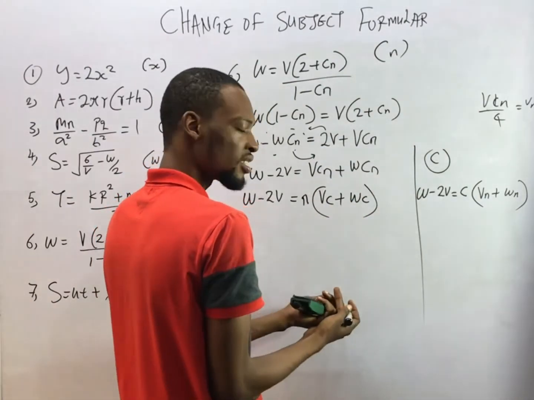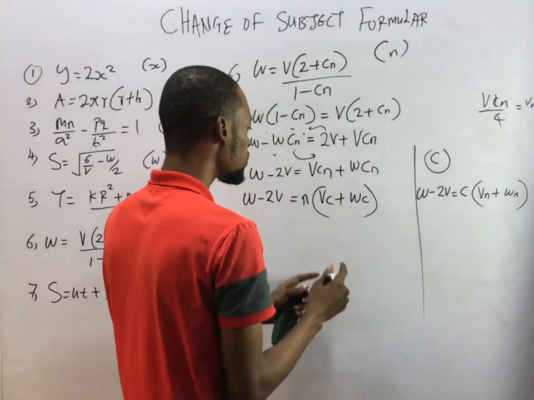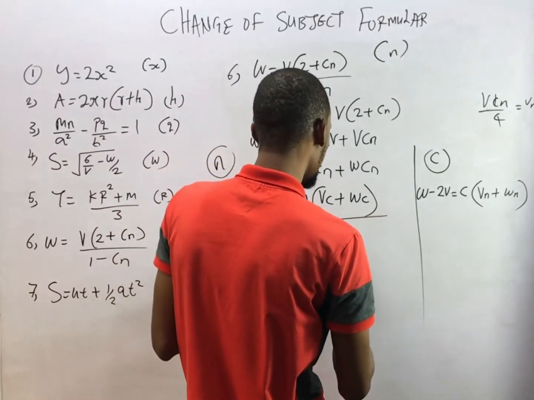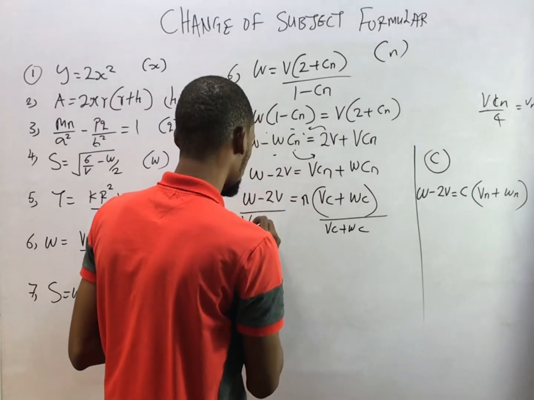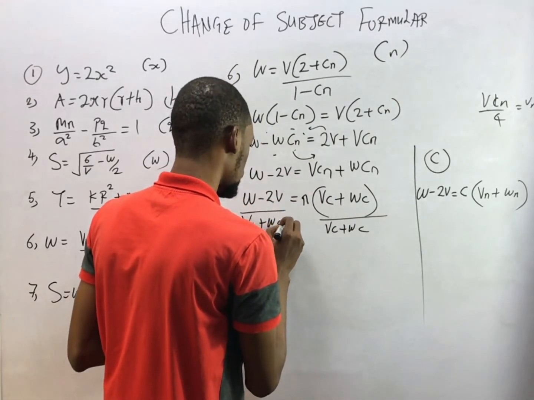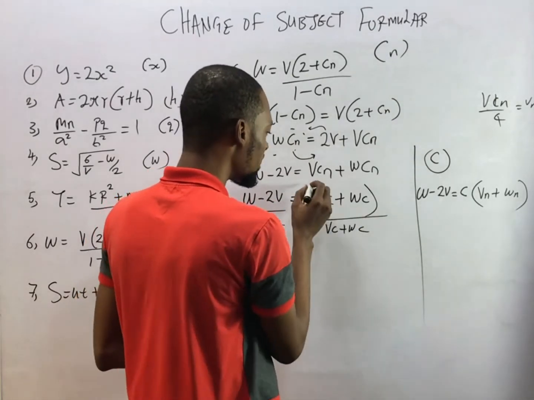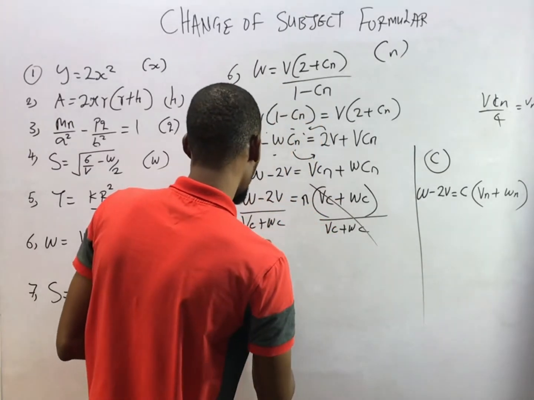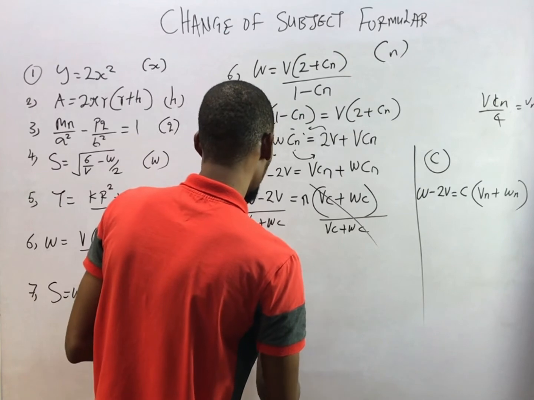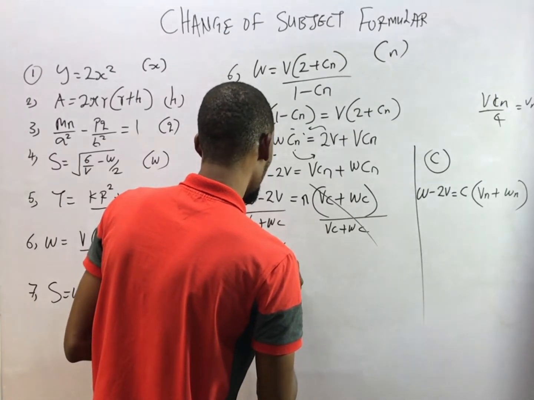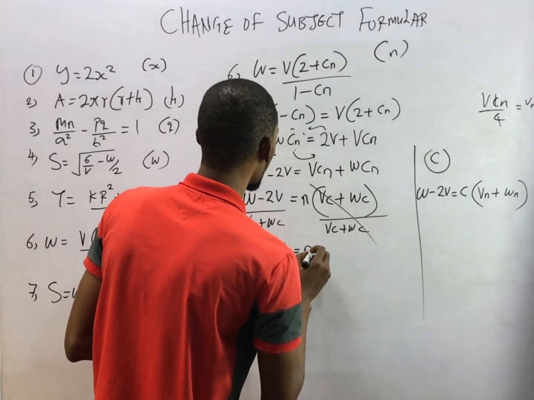Now food is ready. We have n already. So what we do is divide both sides by Vc plus Wc. This here divided by this, everything here will go. So we now have W minus 2V over (Vc plus Wc) is equals n.